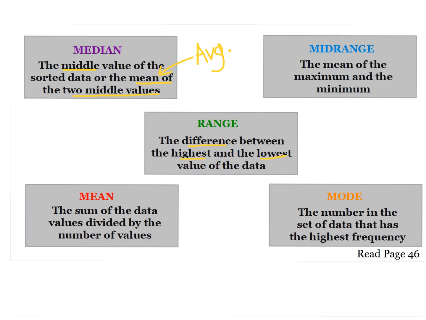The mean, another word for mean is average, and that is where you take the sum of the data and then you divide it by the number of values. So if you have 5 pieces of data, you will add up those 5 pieces of data and then divide by 5. Mode is the number in the set of data that has the highest frequency. So a lot of times when we think of mode, we think of most. It's going to be the number that occurs the most.